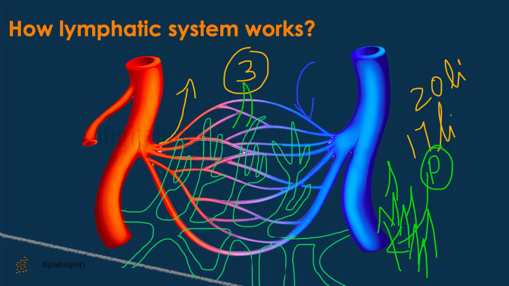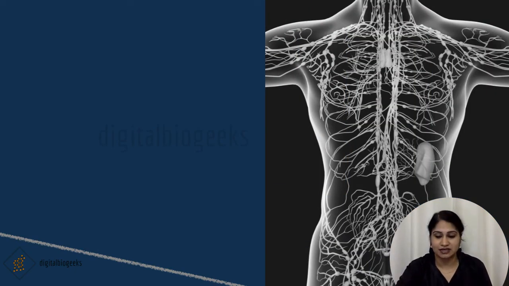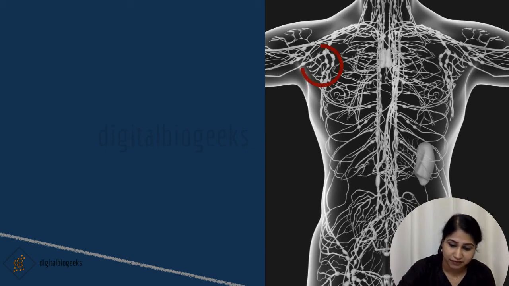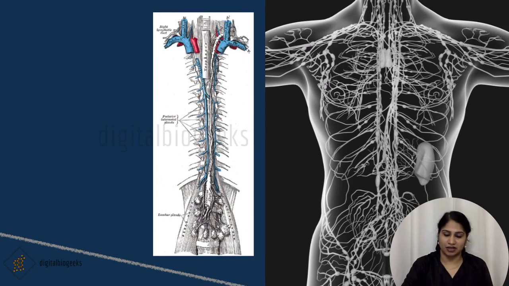From these capillaries, the lymph drains into larger lymphatic vessels. Along these lymphatic vessels, there are lymph nodes present. These lymph nodes contain lymphocytes. Lymph nodes filter lymph and separate the unwanted things like bacteria and cancer cells, and these lymphocytes fight against these unwanted things. From there, the lymph passes into the bloodstream through lymphatic ducts.